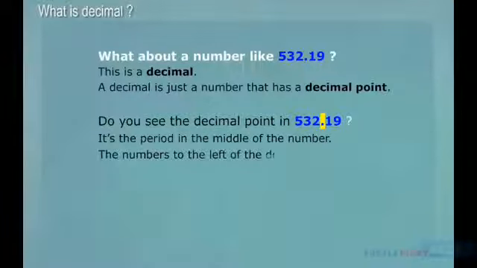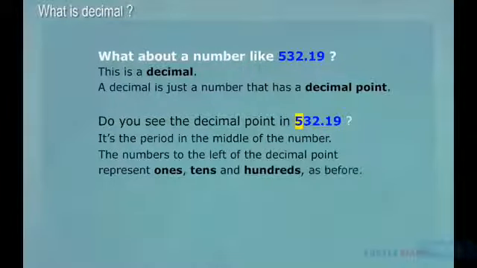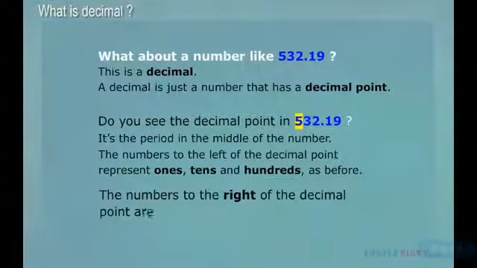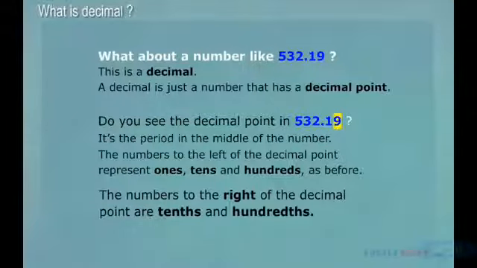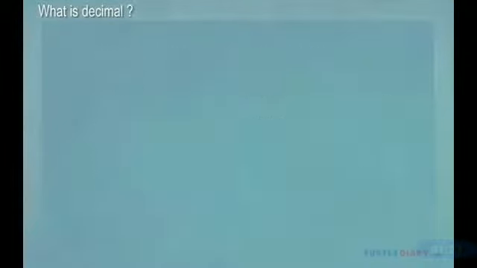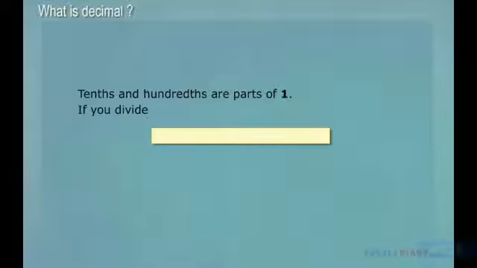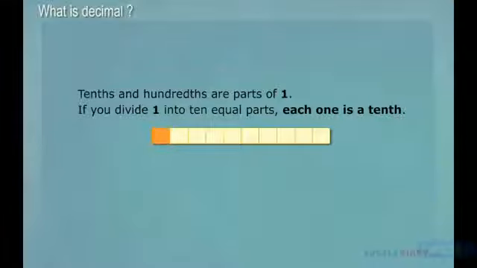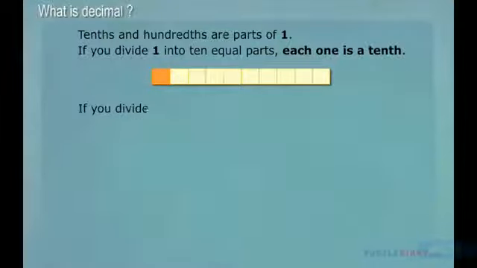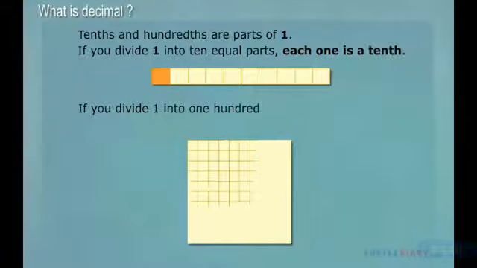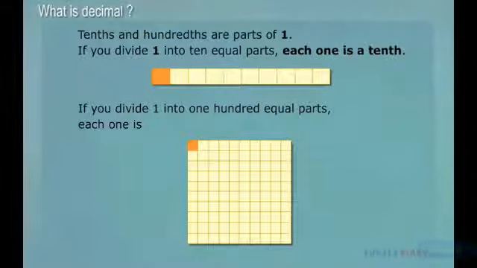The numbers to the left of the decimal point represent ones, tens, and hundreds, as before. The numbers to the right of the decimal point are tenths and hundredths. Tenths and hundredths are parts of 1. If you divide 1 into 10 equal parts, each one is a tenth. If you divide 1 into 100 equal parts, each one is a hundredth, and so on.